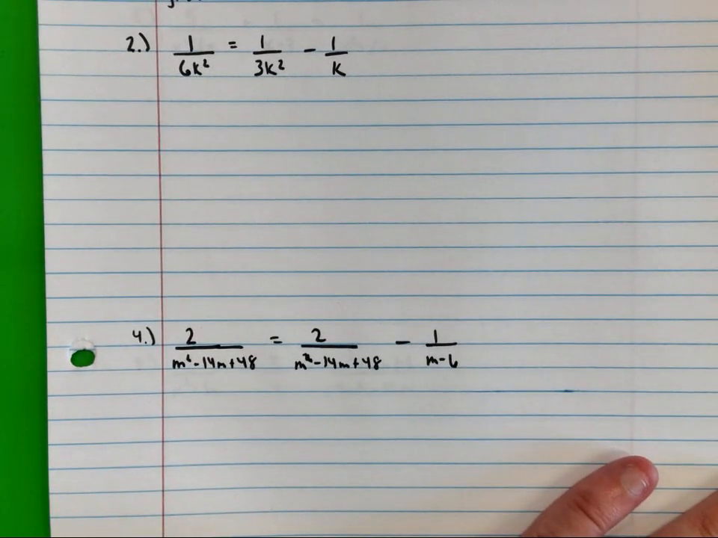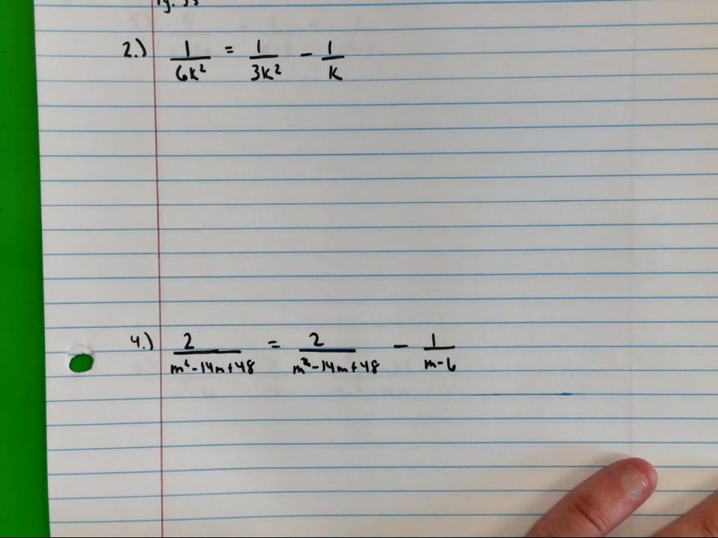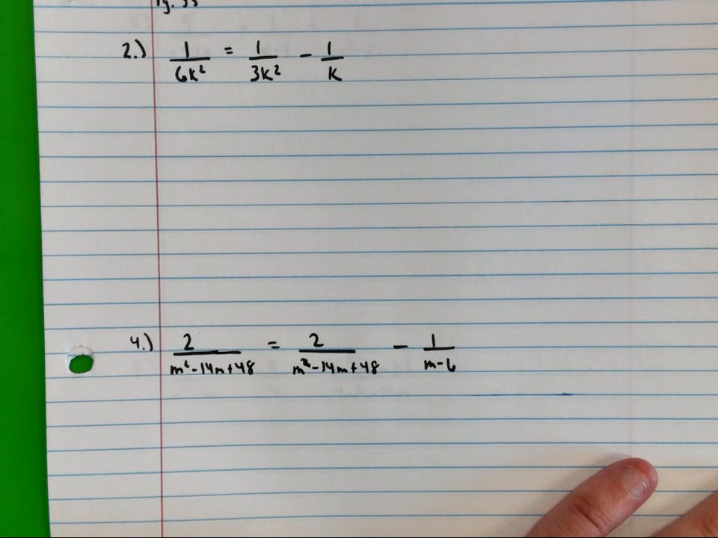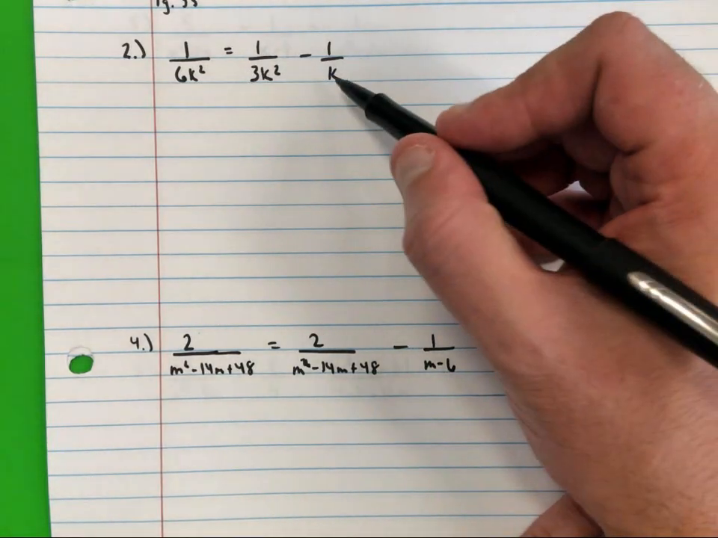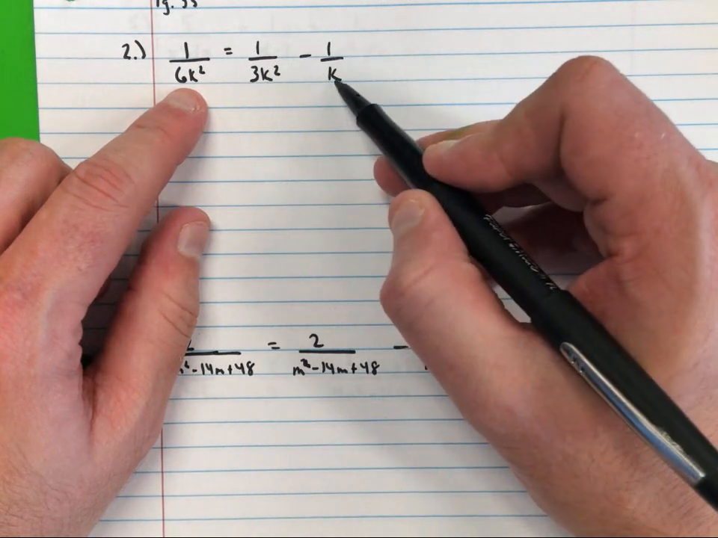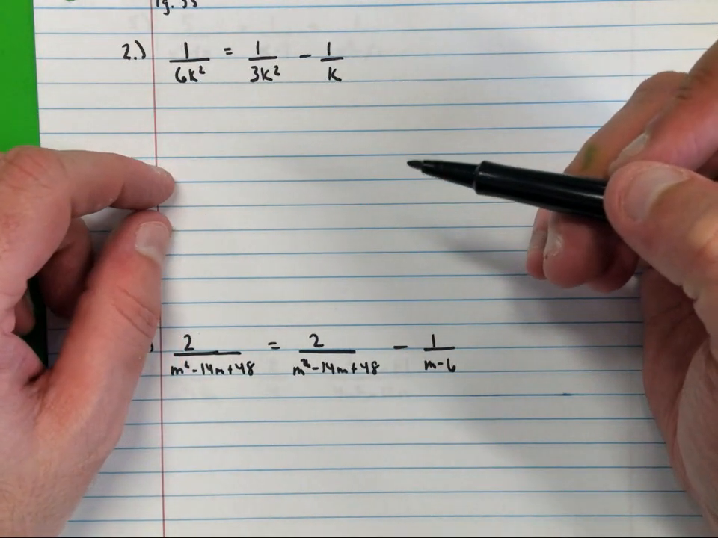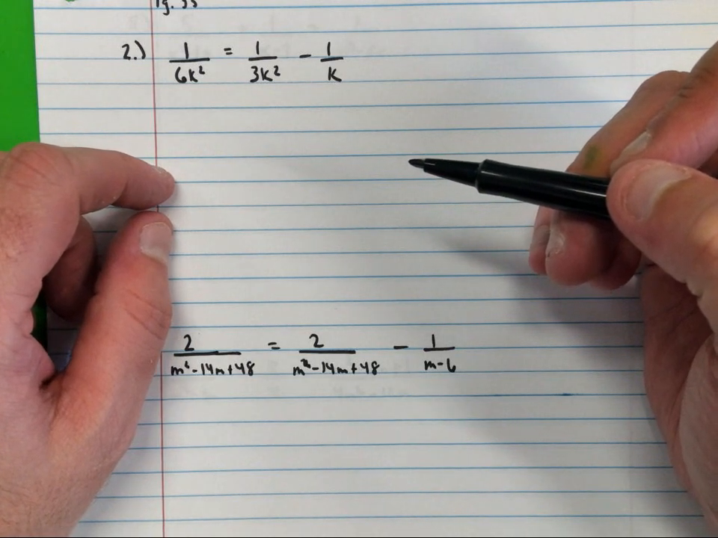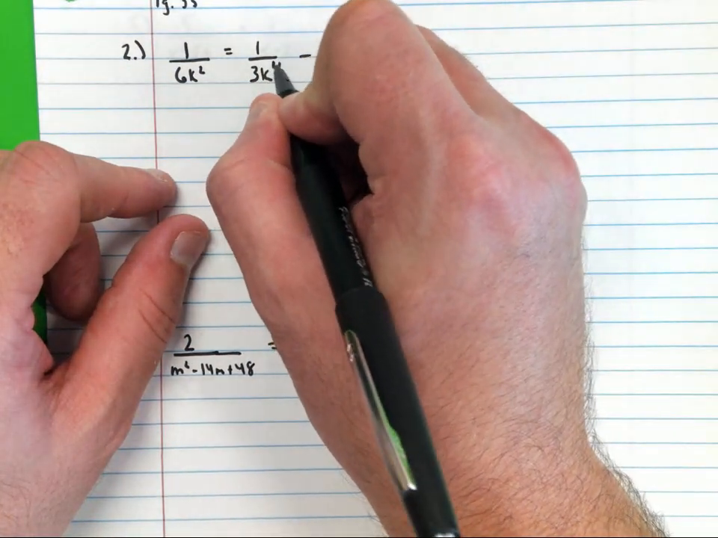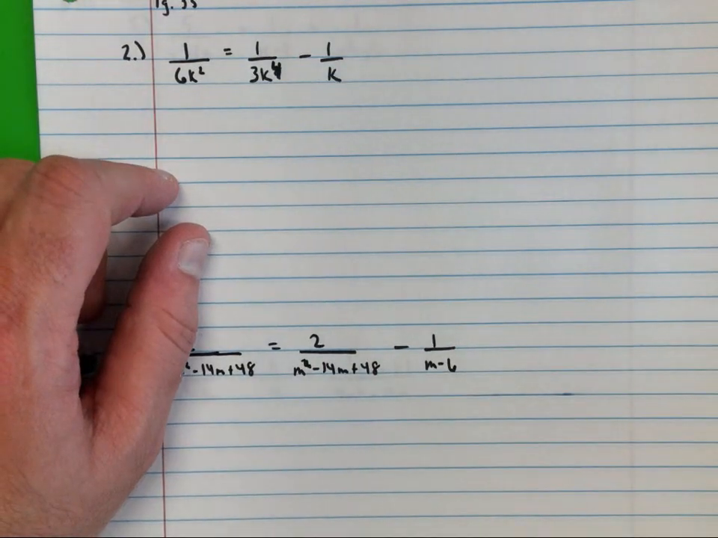What would be your common denominator between those three denominators? 6k what? Squared, because these are already k squared. How can I make a k into a k squared? Yes, it would be k to the 4th. So it's 6k to the 4th.